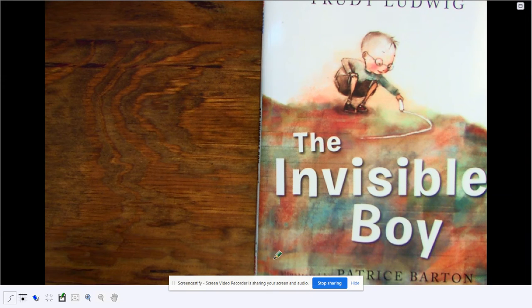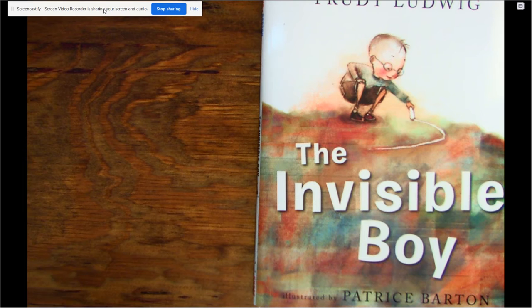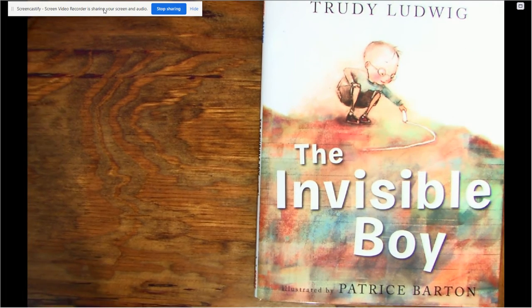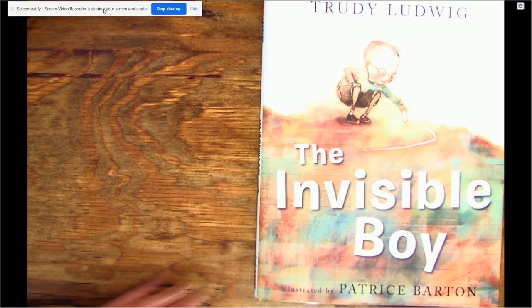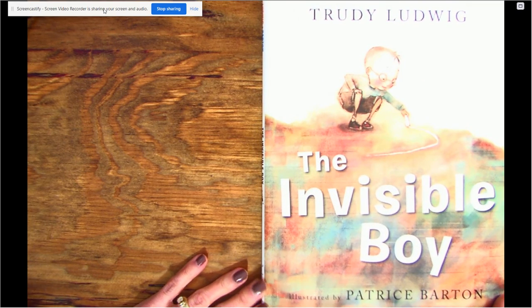Hey, boys and girls. This week, we're going to focus on the story, The Invisible Boy by Trudy Ludwig. And I know that I have read this book to my class, but we didn't really dive into the story. We just read it as a read aloud one day, really towards the beginning of the school year. So we're going to focus on this book again.